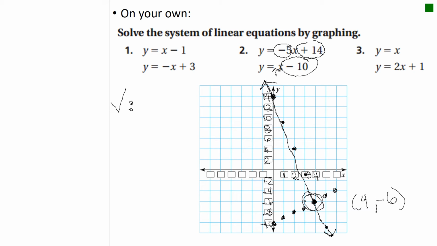So, negative 6 equals negative 5 times 4 plus 14. Let's see if that works out. Negative 6 equals negative 5 times 4, which is negative 20. Plus 14, does negative 6 equal negative 6?